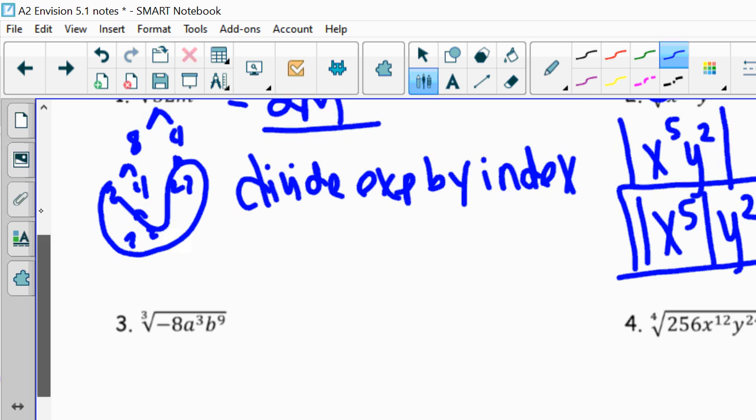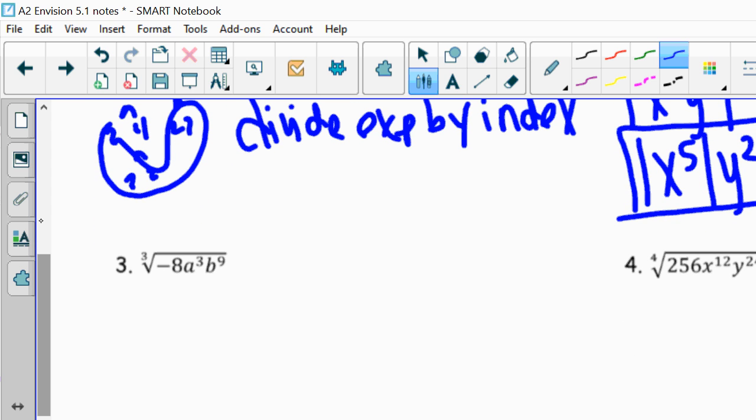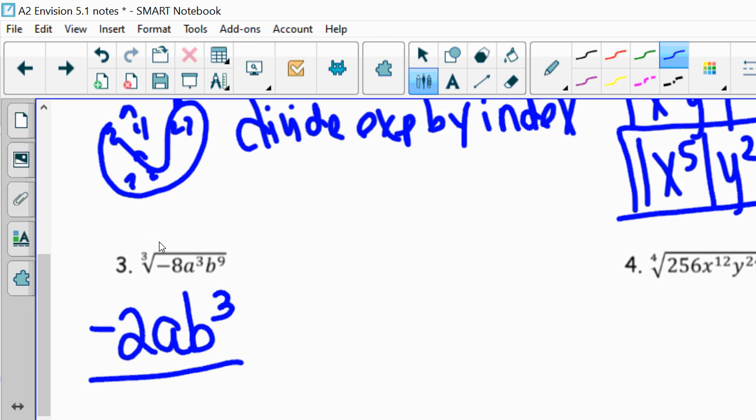All right, so now let's look at number 3. So I have the cube root. Again, my index is odd, so I don't have to worry about absolute values here. The cube root of negative 8, I know that's going to be a negative number, so the cube root of 8 is 2, but this was a negative 8, so this is going to be a negative 2. A to the 3rd, so 3 divided by 3 is 1, so just a. B to the 9th, 9 divided by 3 is 3, so b cubed. So there's my answer, negative 2ab cubed.